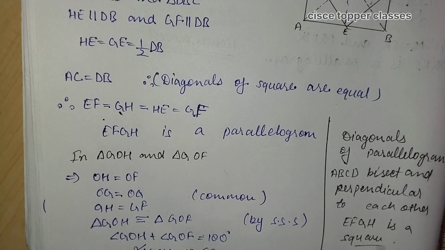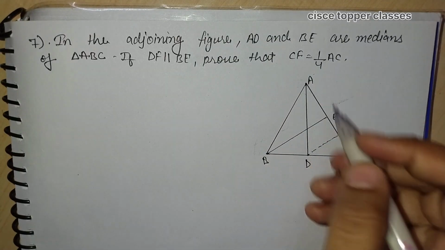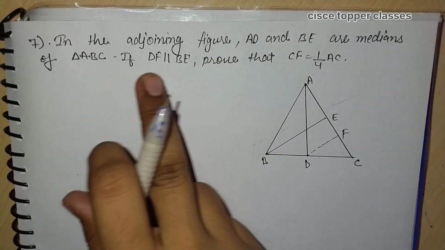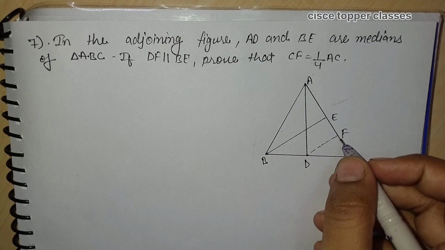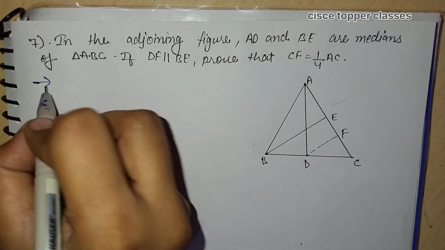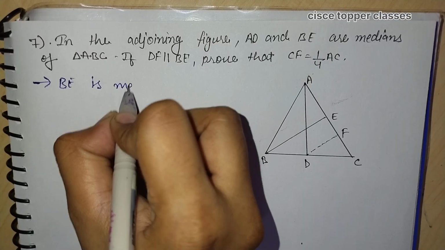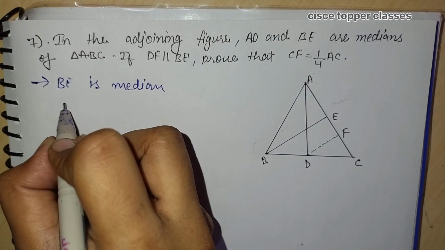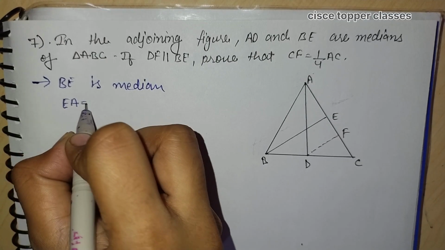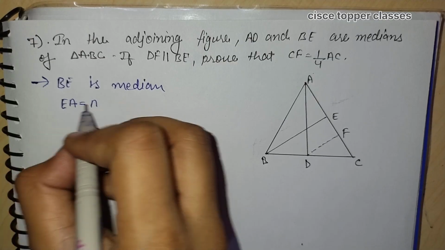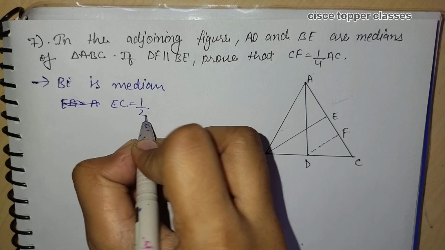Let us solve the seventh question. In the adjoining figure, AD and BE are medians of triangle ABC. If BF is parallel to BE, then we have to prove that CF is equal to half of AC. Here BE is a median, so in a median we have EC is equal to half of AC.